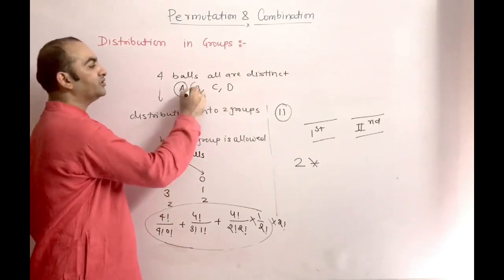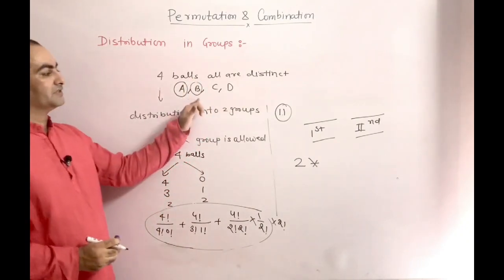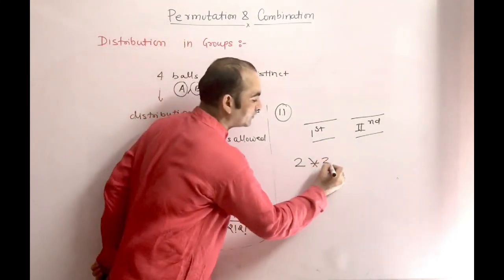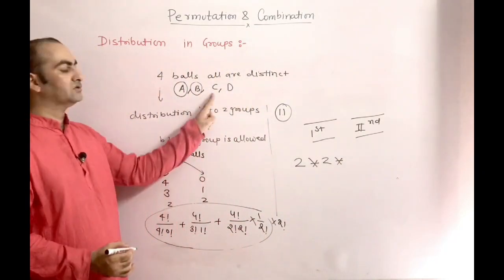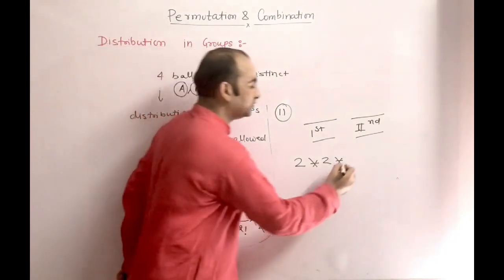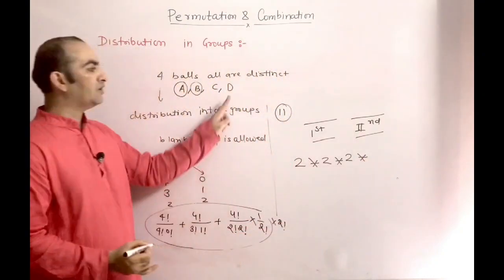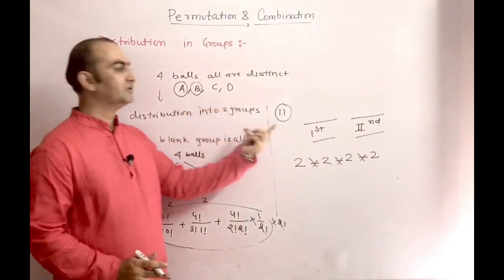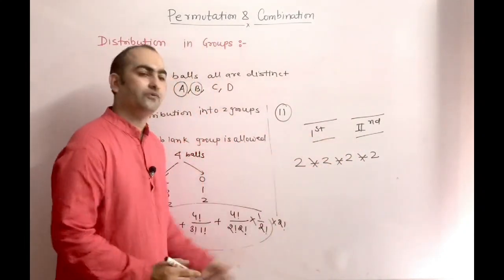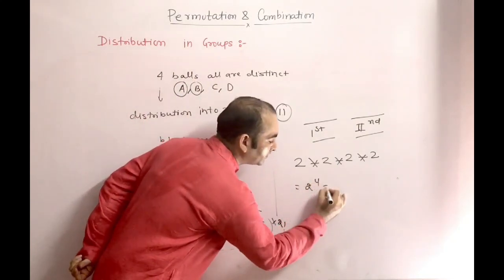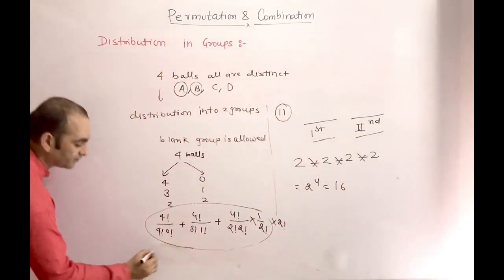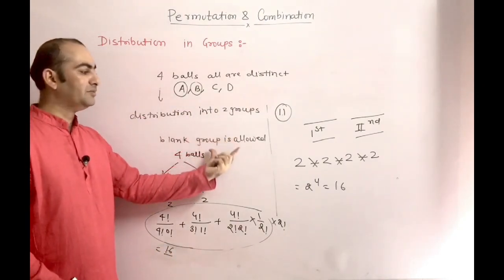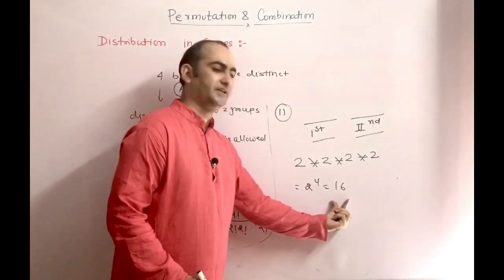For ball B, how many choices do we have? B can go in the first group and also in the second. So 2 choices. Here we have to multiply with 2 into. Similarly for C also, 2 choices, so into 2 into. For D also, 2 choices, so we multiply here 2. Now the task is over. All 4 balls we distributed between two groups. So what will come? 2 power 4, which is 16. From here also we get the same answer, 16. So distribution of 4 balls into two groups, if blank group is allowed, is 2 power 4, that is 16.